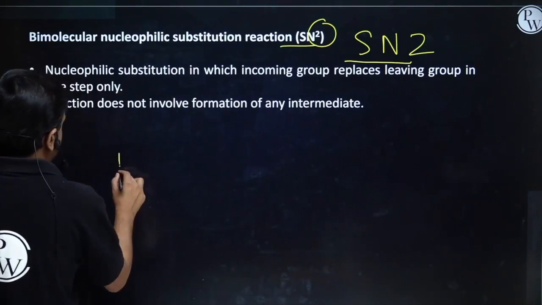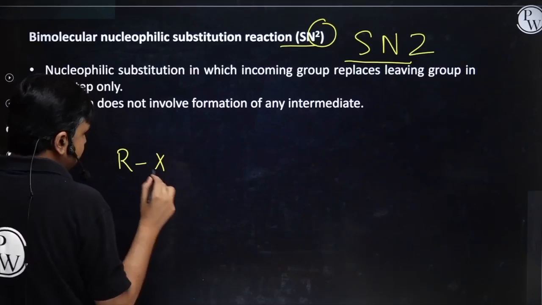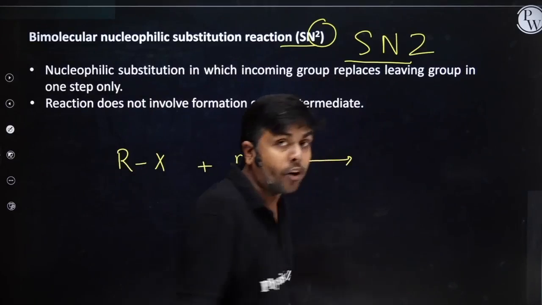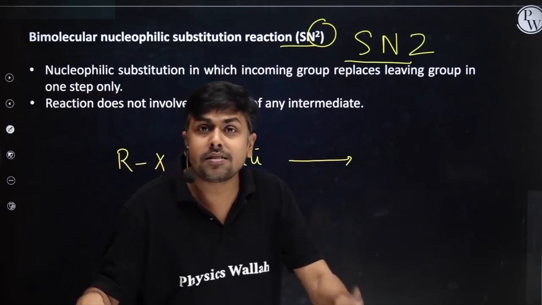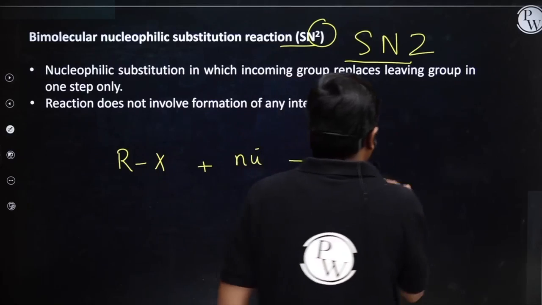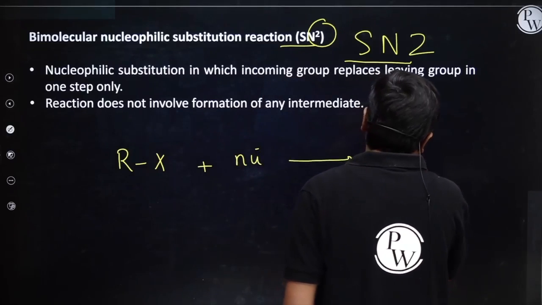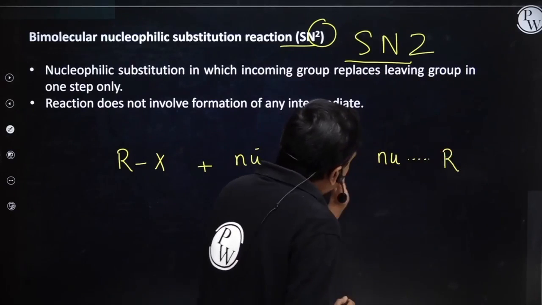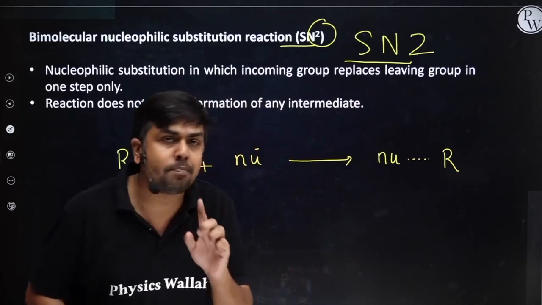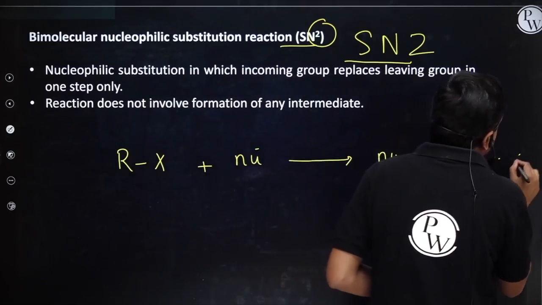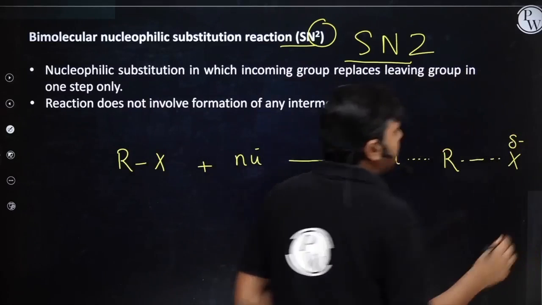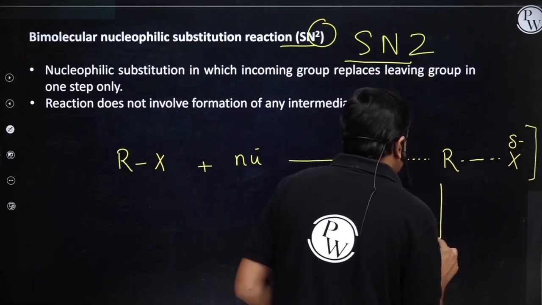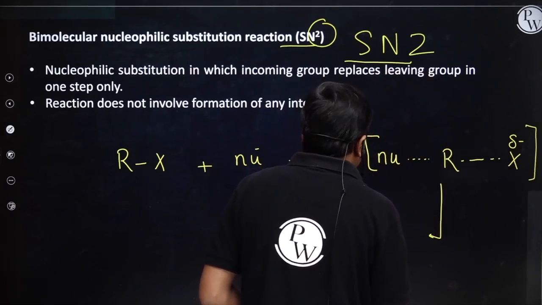Let's try to understand. I have my alkyl halide RX. It's treated with a nucleophile Nu minus. Here we don't have the formation of an intermediate. The reaction occurs in a single step only. In the TS, the nucleophile is approaching the alkyl halide. As the nucleophile forms a bond with the alkyl part, the halide ion is departing in the form of X minus. Am I clear? This is my TS. And finally, I get my product as Nu-R.